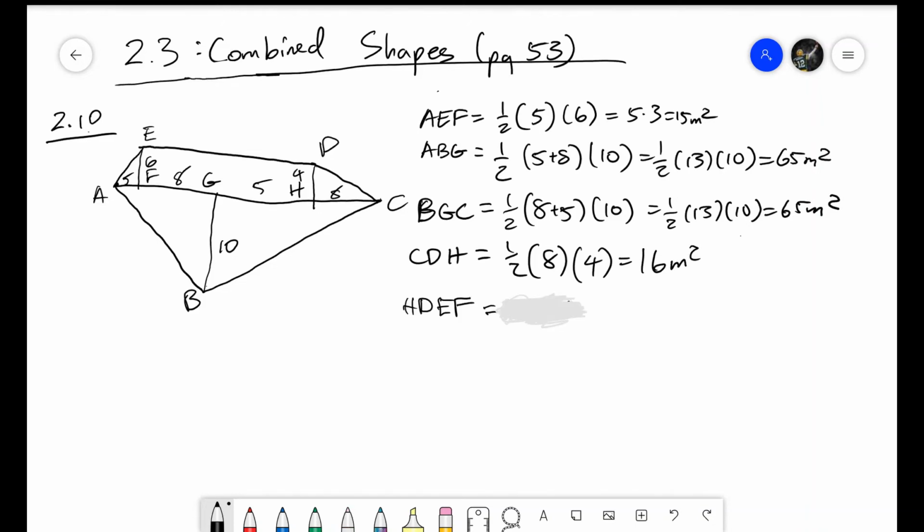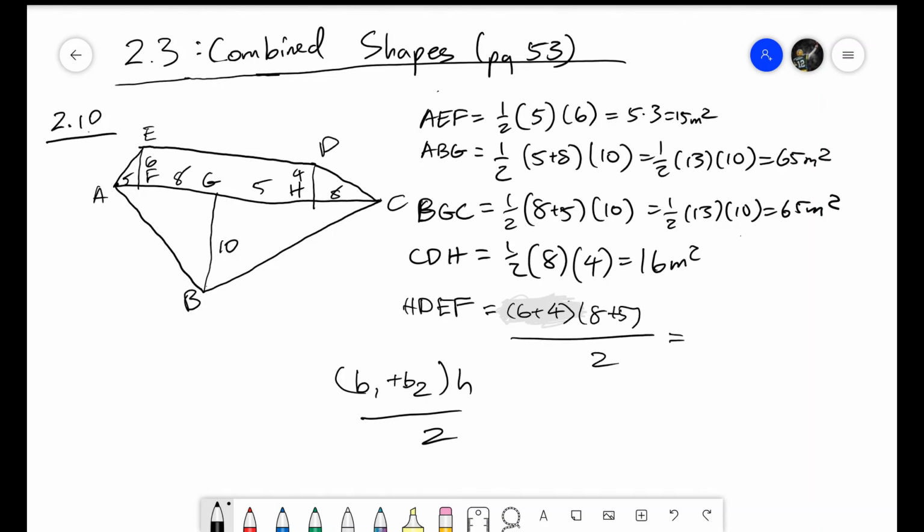So we have to find the area of trapezoid EFDH. Again, the area of the trapezoid is equal to base 1 plus base 2 times the height over 2. In this case, base 1 is equal to 6, base 2 is equal to 4, since EF is the first base and DH is the second base, and then the height is equal to FH, which is equal to 8 plus 5, and then divided by 2. This is equal to 10 times 13 over 2, which is equal to 65 meters squared.